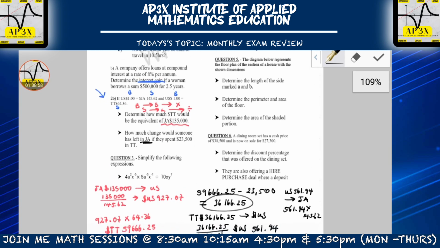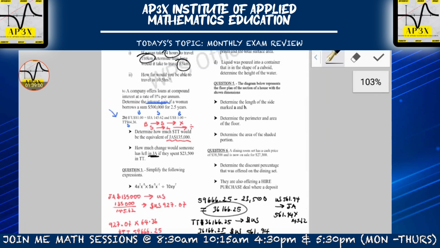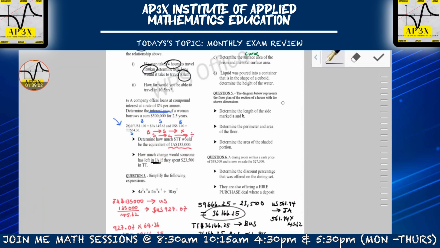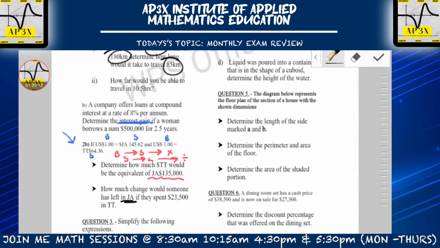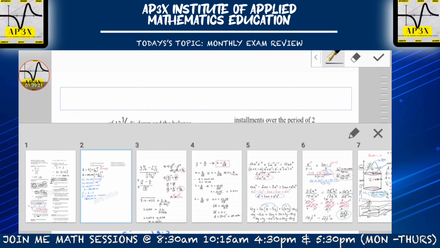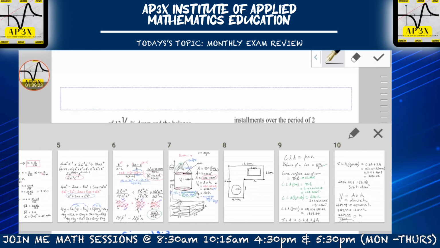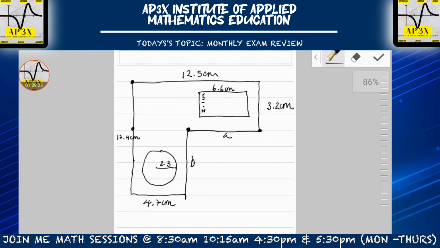All right. We have a few more steps here. We have another measurement question, which is in the area department, and then we have this final question here. For question 5, it says that the diagram below represents a floor plan of a section of a house with the shown dimensions. So I'm going to pull up that question on screen for you, and that is the diagram of the floor plan.